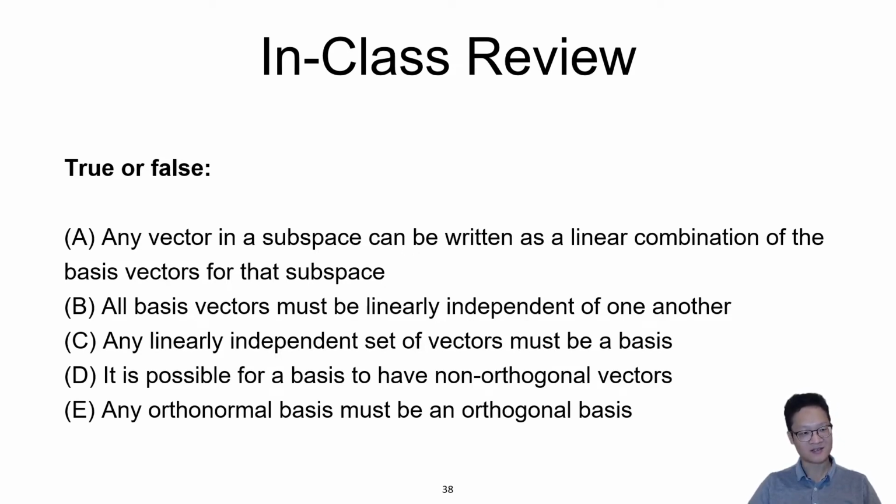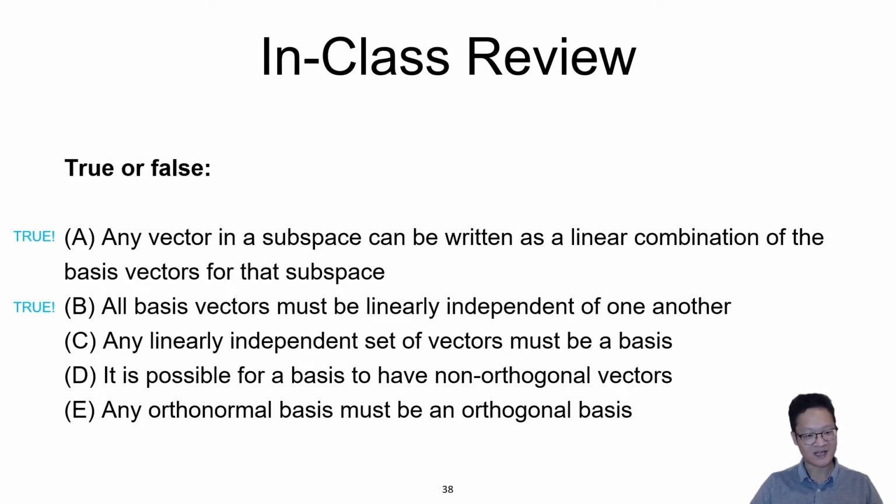Okay, let's take a look at these. Any vector in a subspace can be written as a linear combination of the basis vectors for that subspace. So that is true. That's the definition of basis. Next, all basis vectors must be linearly independent of one another. That's also true, basically also from the definition of basis vectors.